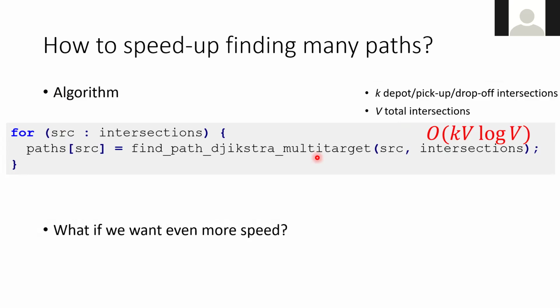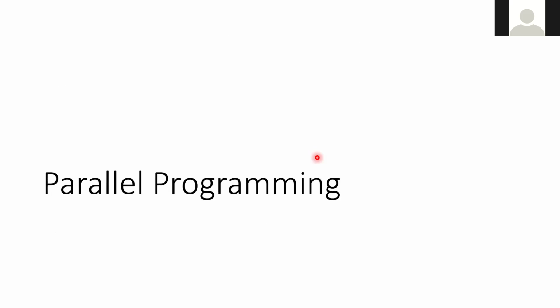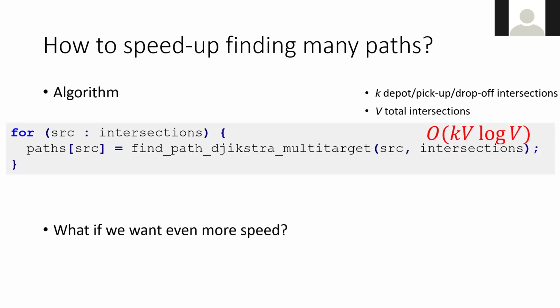And this is as good as we can get if we want to store the exact path. What if we want even more speed? We need to start considering parallel programming, because computing from different sources to all of the destinations can happen in parallel, because they're not dependent on each other.